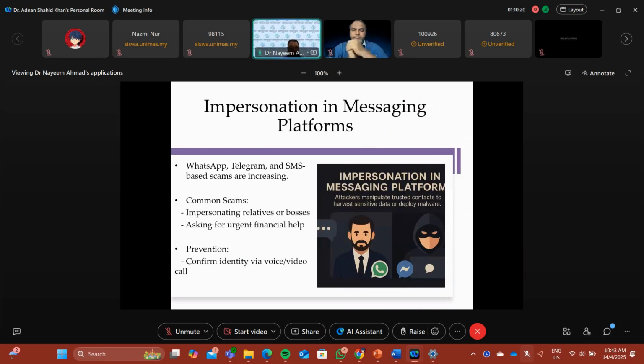Messaging platforms are also being targeted, like apps such as WhatsApp, which we very frequently use in our daily lives. Apps like WhatsApp and Telegram are popular for impersonation schemes, where scammers pose as a boss or family member asking for urgent financial help. So always double check identity when somebody is trying to make a voice call or a video call. Always make sure and confirm that it is the genuine person.